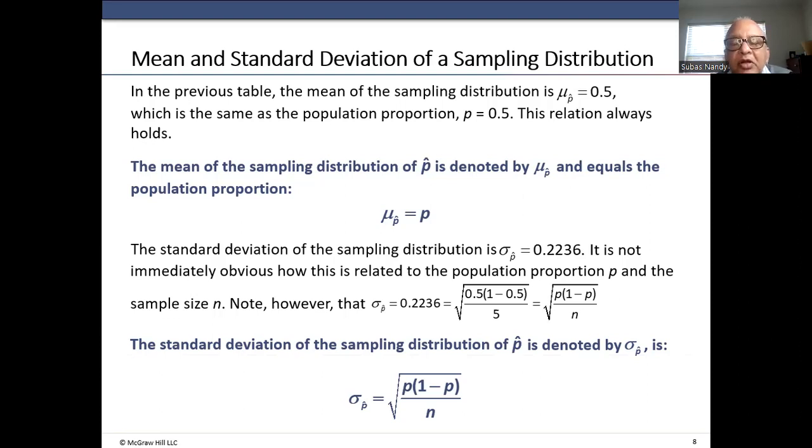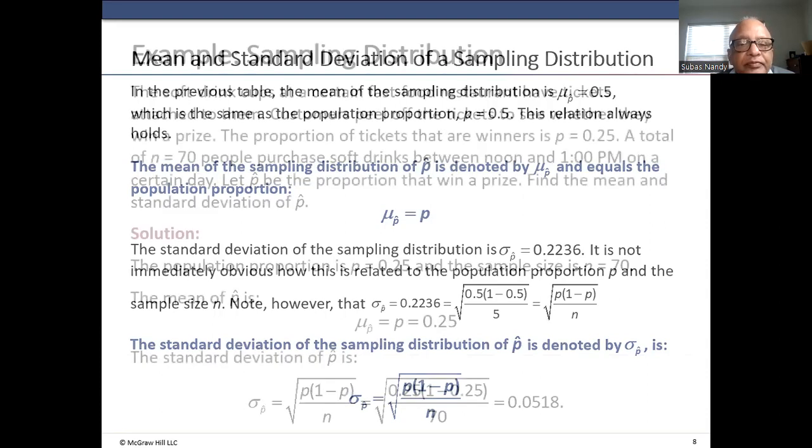So we have to remember that the sampling distribution of p hat has its mean mu p hat equal to the population proportion, that is p, and sigma p hat, which is the standard deviation of the sampling distribution of p hat, is given by sigma p hat equal to the square root of p times 1 minus p divided by n.